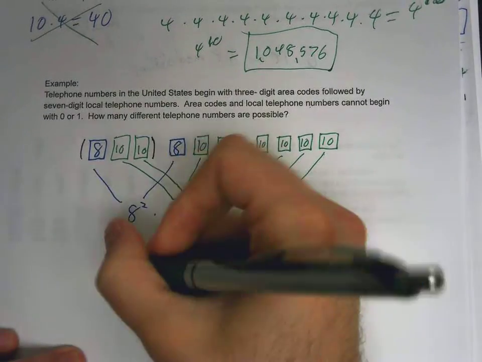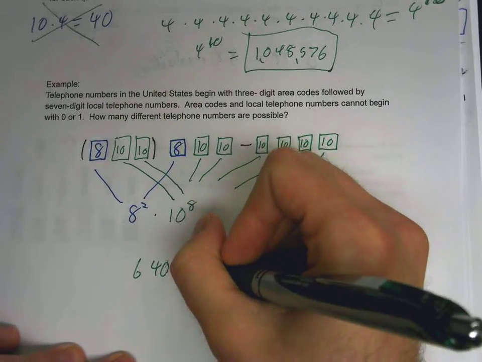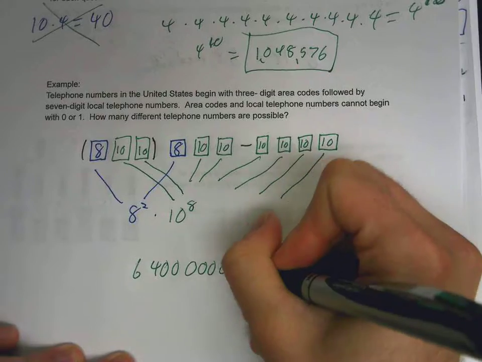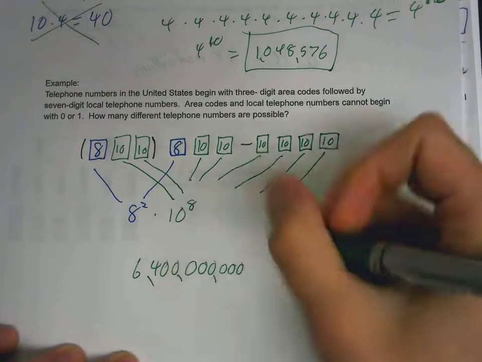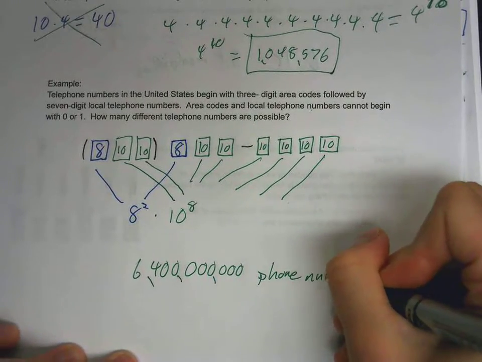And you end up with, I'm pretty sure it's 6,400,000,000. Alright, I'm going to do it with the calculator real quick. Yeah, it ends up being 6,400,000,000 possible phone numbers.